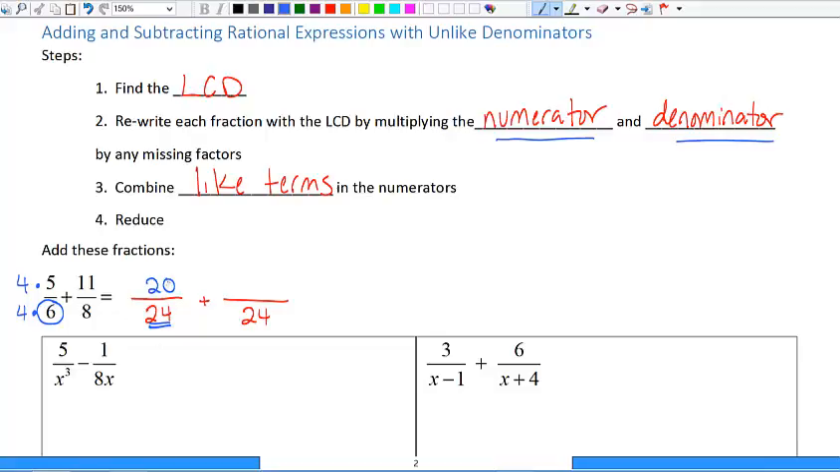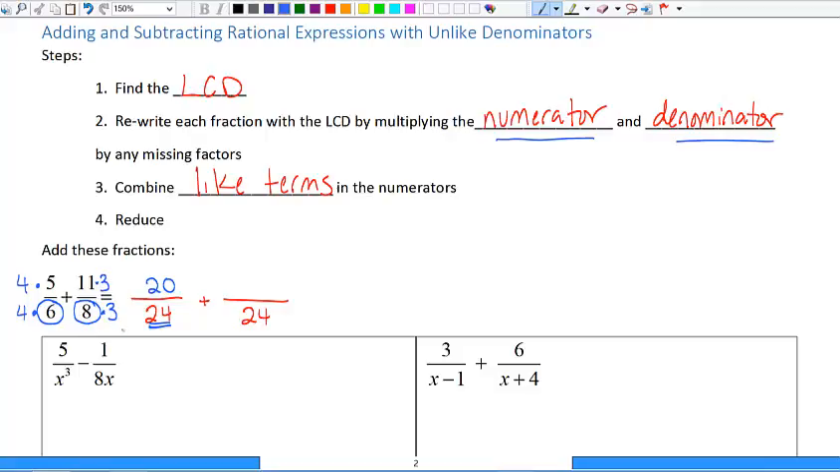Please do not reduce this. If you reduce this, you know what's going to happen? You're going to get back to the original problem, and that's really not going to help you get anywhere. On the second fraction, I have an 8. I would like this 8 to become a 24. So what is the factor that I'm missing to make 8 into a 24? Well, that factor is 3.